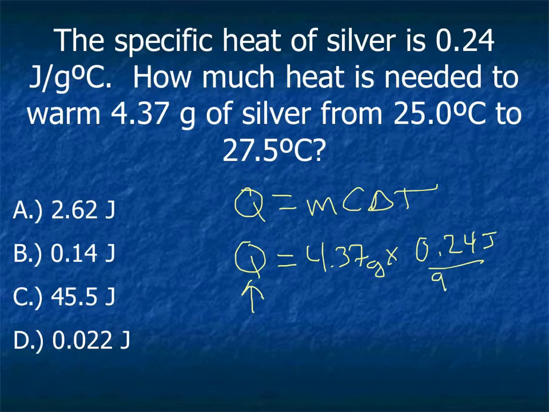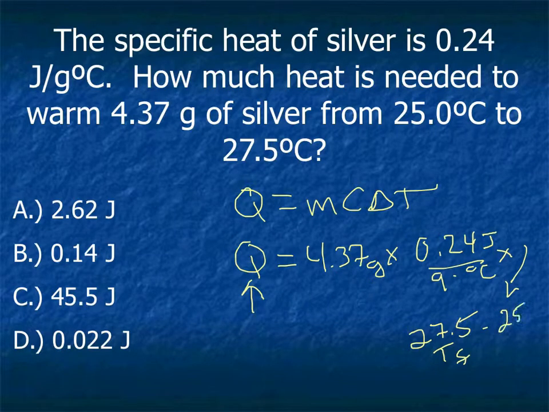Then that's going to be multiplied by some number here, which, if we do the number here, is 27.5. That's T final minus 25, and that's T initial, the initial temp. So this is actually going to be 2.5 degrees C.